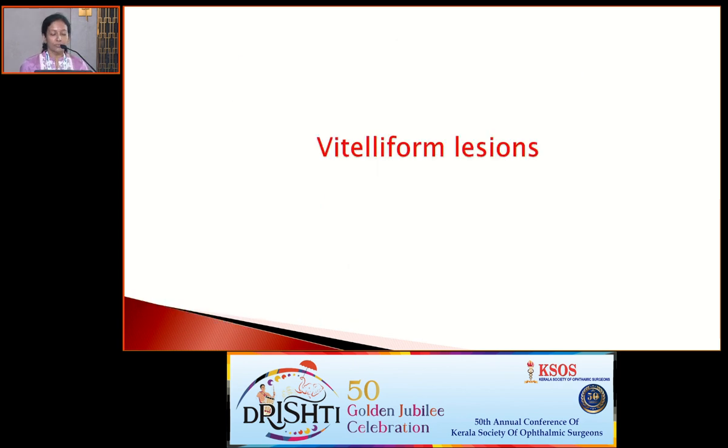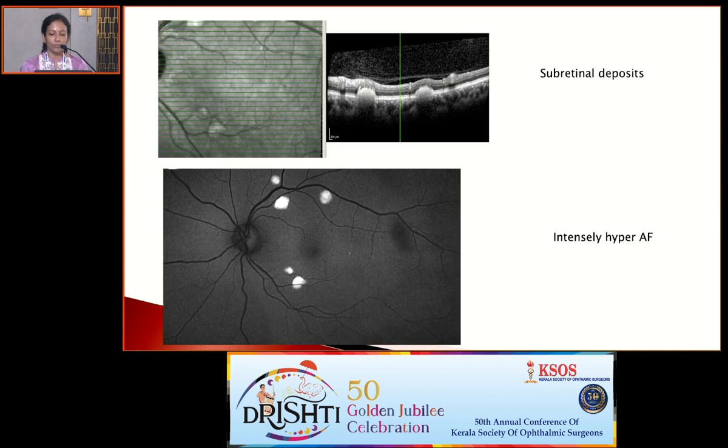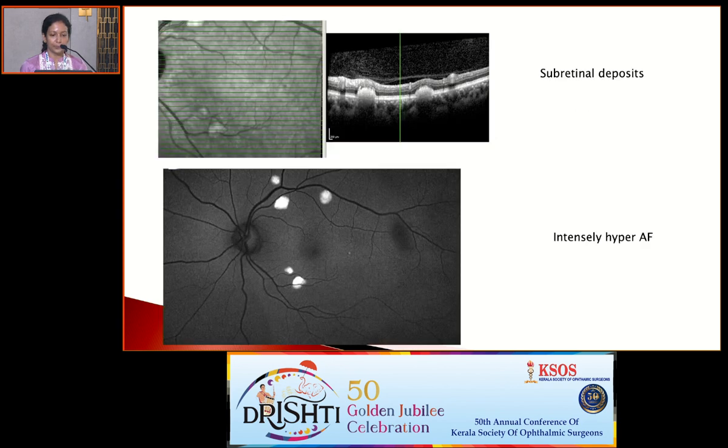Now coming to the third differential diagnosis, that is the vitelliform lesions. Multifocal vitelliform lesions can also be seen. They may be seen in Best disease as well as in certain other conditions like malignancies. So the most important way to differentiate: they are very intensely hyperautofluorescent like this, and you can also see larger subretinal deposits. And EOG is one of the important confirmatory investigations. Patients with an abnormal EOG will have Best disease.